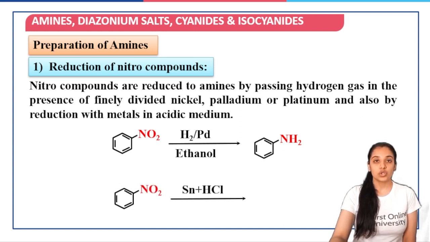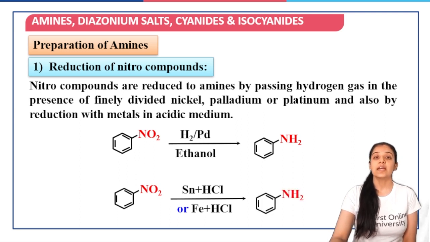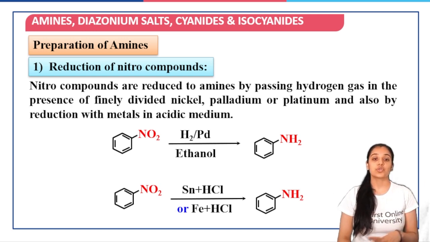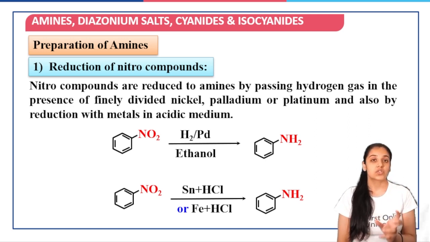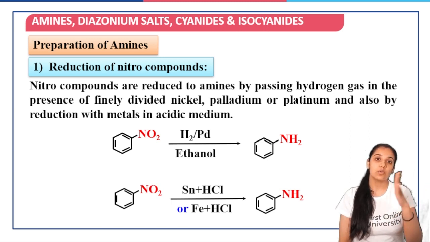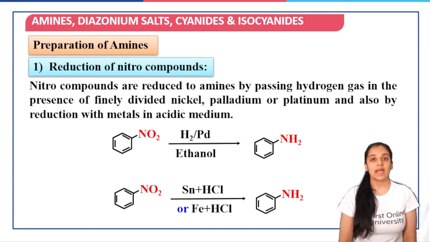Or we can also take another reagent, that is Sn plus HCl, that is metal in acidic conditions, tin metal or iron metal in acidic conditions. Both of them are going to reduce NO2 to NH2. So nitrobenzene will get converted to aniline. These two are very, very important reagents, and you do tend to get questions based on these two reagents in the exam. So you will be given nitrobenzene, you will be given these reagents, and you will be asked to predict the product. So the product is going to be aniline.